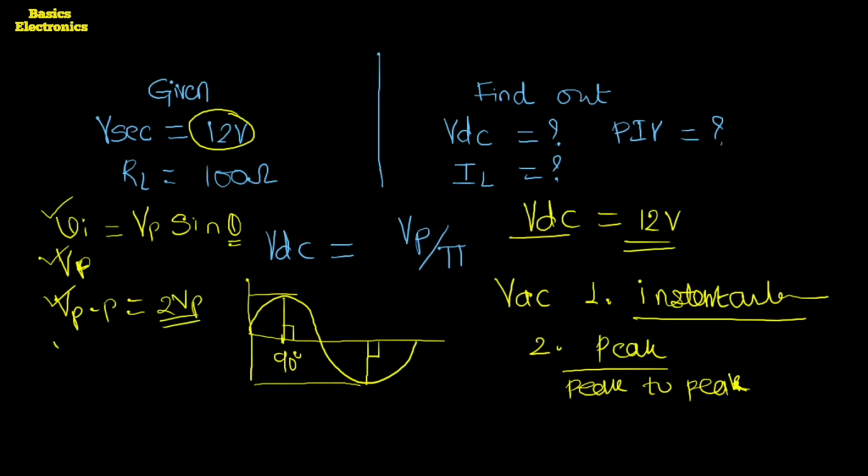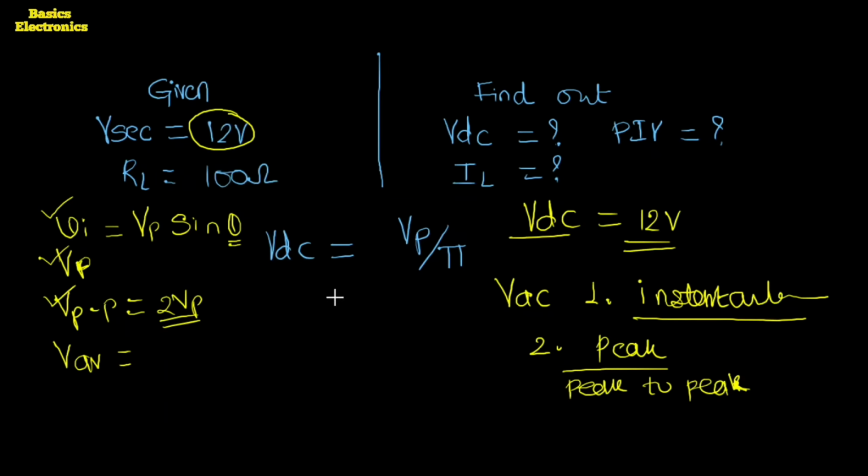Next one is the average voltage, VAV. The average of all the values for the positive or the negative half cycle is called the average voltage. Then one most important is the RMS voltage. The voltage measured at the angle of 45 degrees.